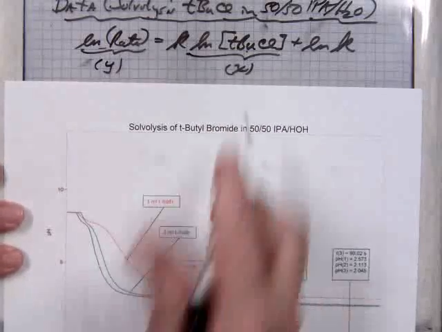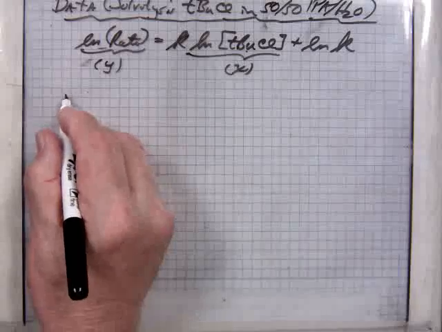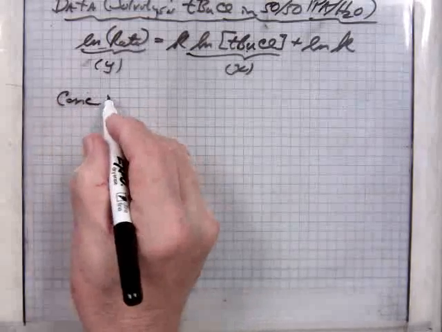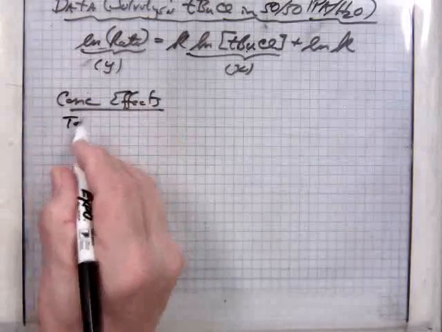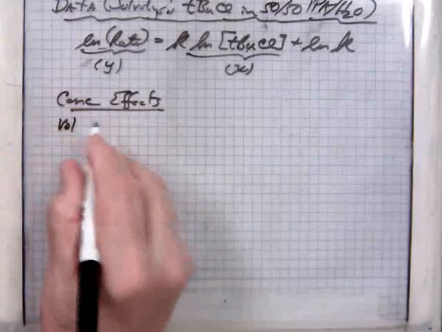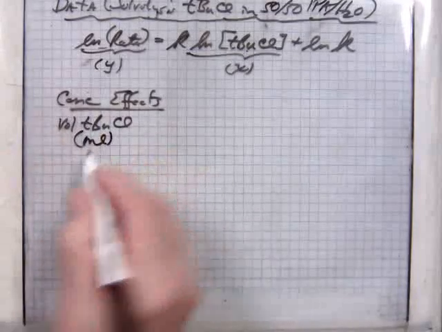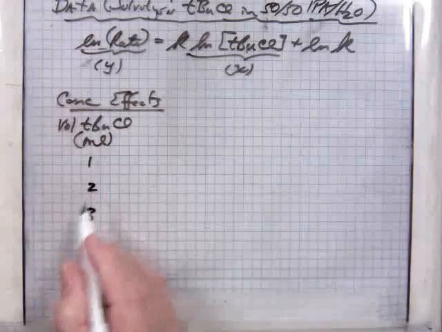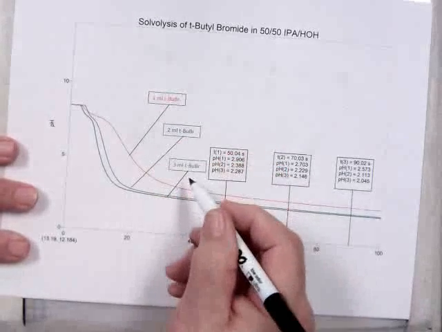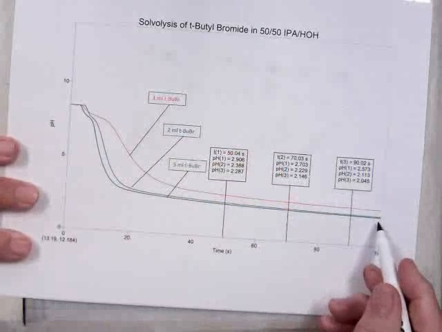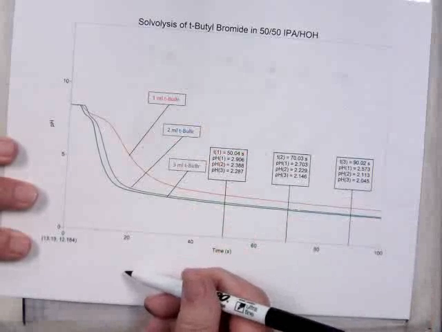Okay, so how do you get the Ln of T-butyl chloride? Well, we need to look at concentration effects. The volume of T-butyl chloride in milliliters will be 1 mil, 2 mils, and 3 mils that you see on your graph. So you can see where it says 1, 2, and 3. By increasing the concentration, we notice directly there are changes in rates because we're generating the lower pHs faster.